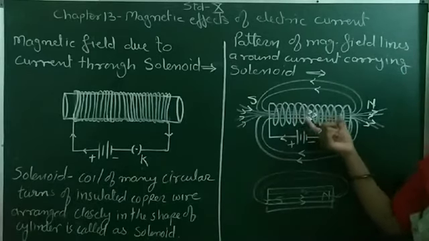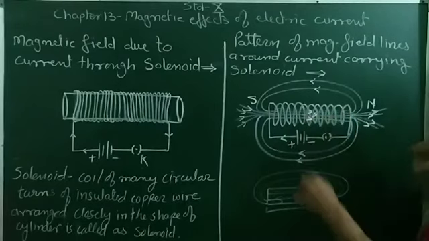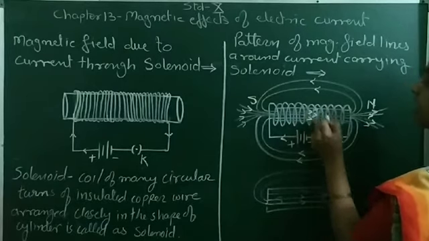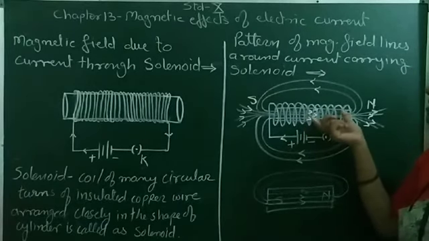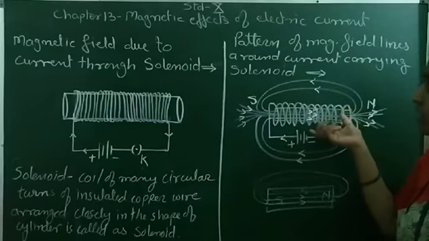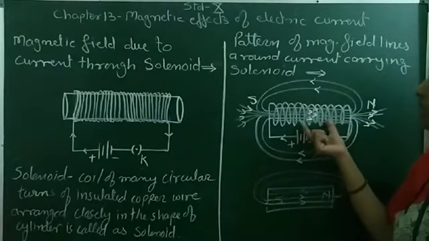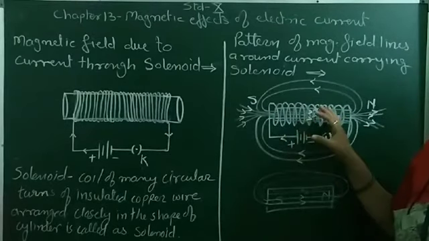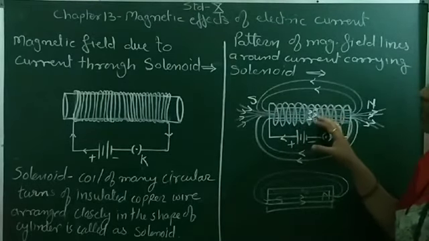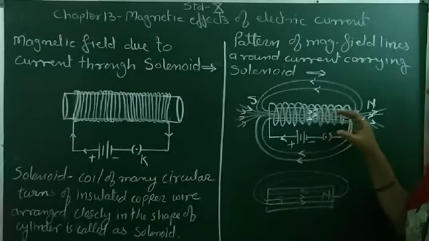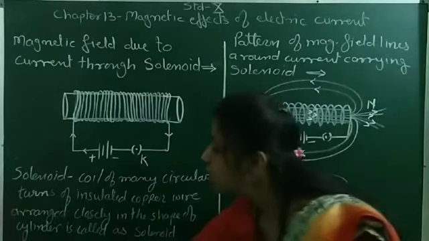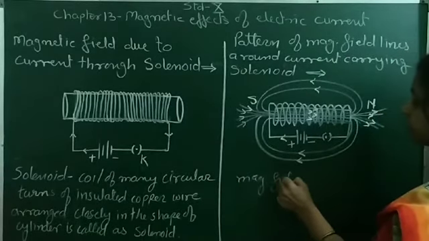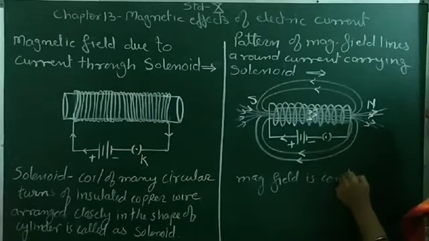So what is the pattern of the magnetic field lines inside the solenoid? Inside the solenoid, the magnetic field lines are parallel to each other. And as the magnetic field lines are parallel, the magnetic field inside the solenoid at every point remains constant, or uniform. So inside the solenoid, the magnetic field is constant.